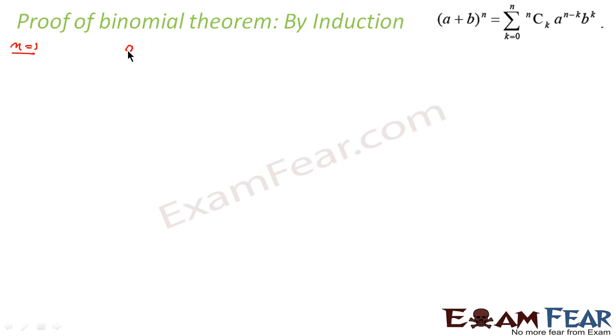If we say n is equal to 1, it becomes (a + b)^1 is equal to 1C0 a^(1-0) b^0 plus 1C1 a^0 b^1. So this is what we get if we expand (a + b)^1. We know 1C0 is 1, a^1 is a, b^0 is 1, and 1C1 is also 1, a^0 is 1, b^1 is b. So this becomes a + b. Thus we see that this equation holds true for n equal to 1.